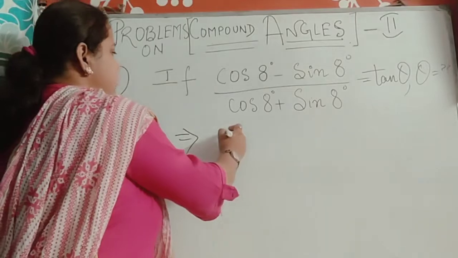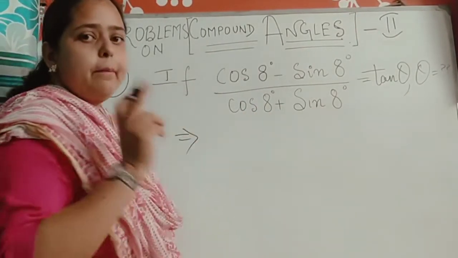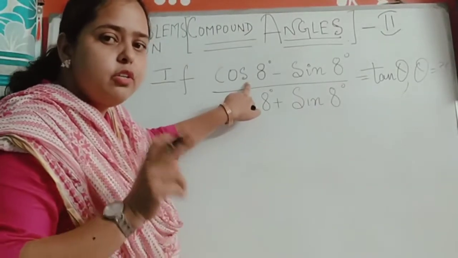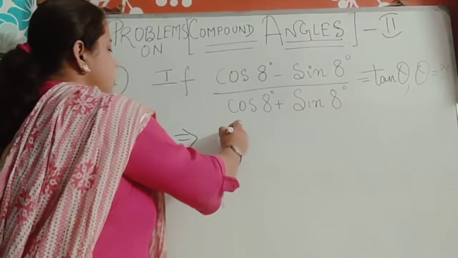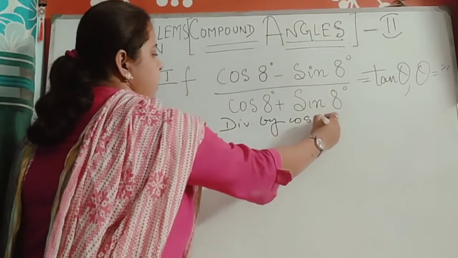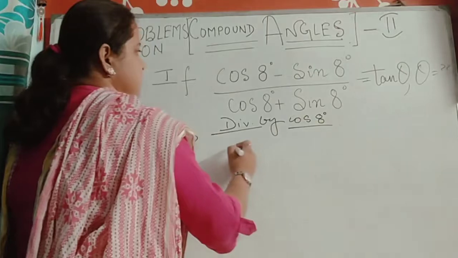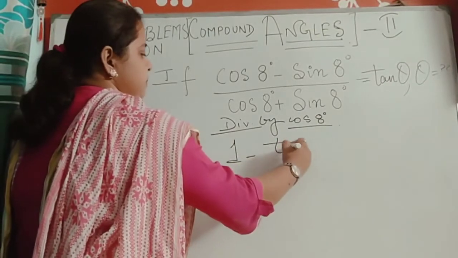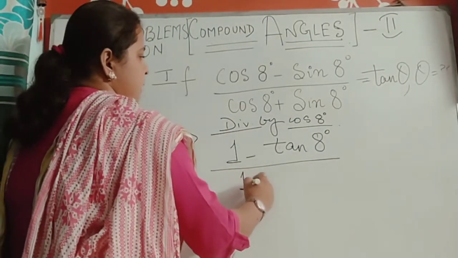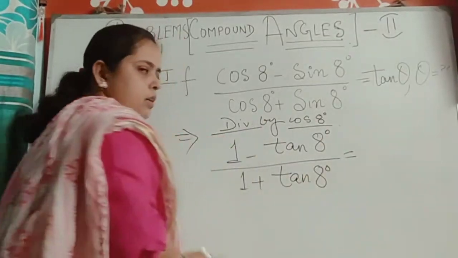And I hope all of you remember this one. Dividing the numerator and the denominator by cos of 8 degree, because sine by cos is going to make a tan. So dividing by cos of 8 degree in the numerator and the denominator, let's see what happens. So 1 minus tan of 8 degree, and this is 1 plus tan of 8 degree. Correct, children?